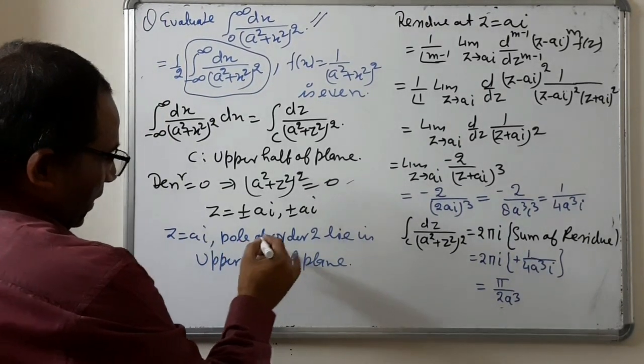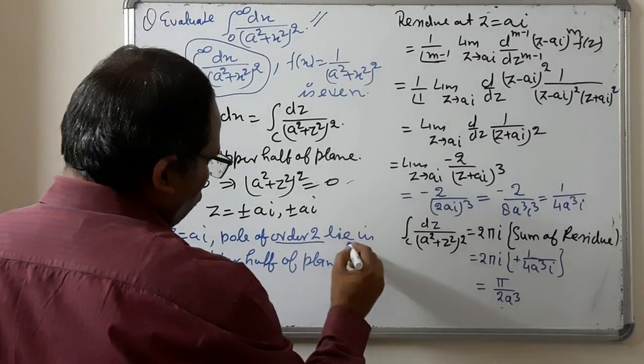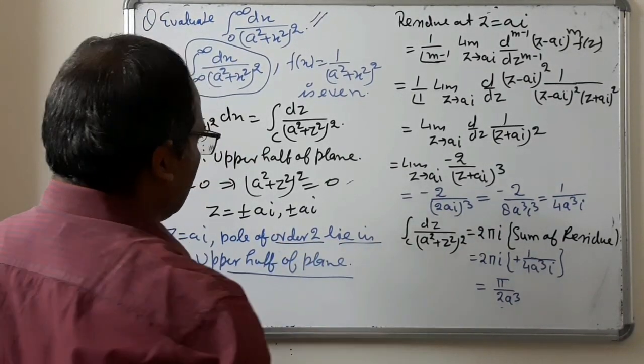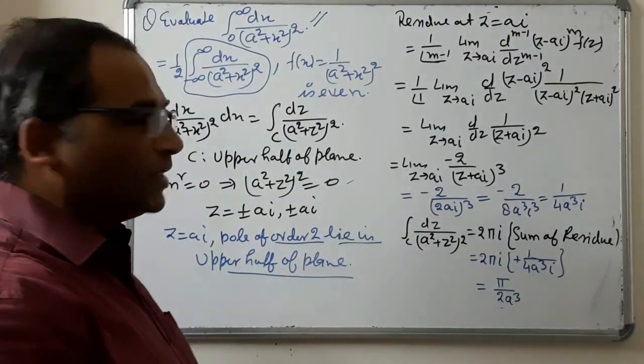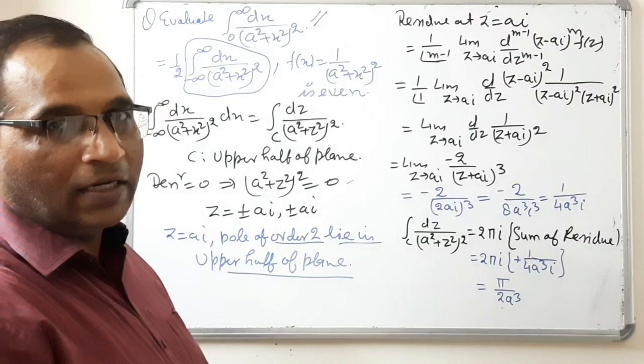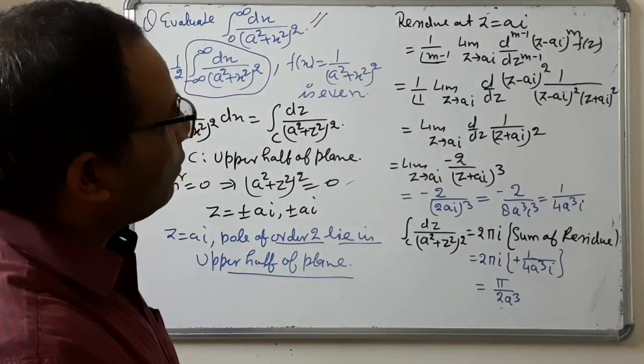Here z equal to ai, a pole of order 2, lies in the upper half plane, and minus ai will be in the lower part of the plane. So we will take only z equal to ai as the singularity in the given region. First we find out the residue.